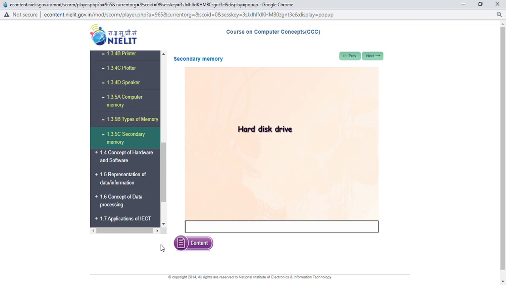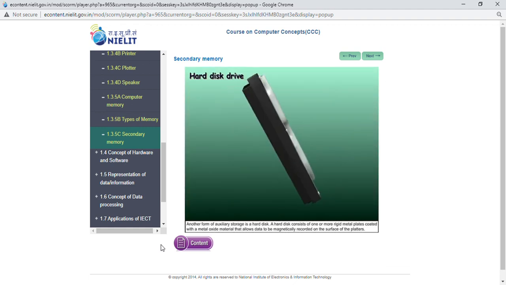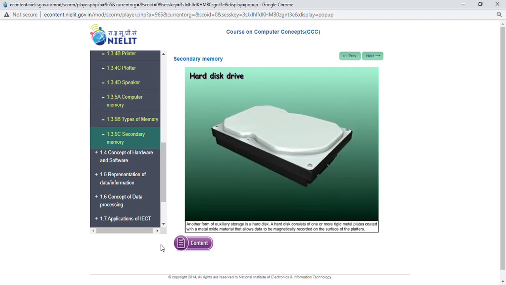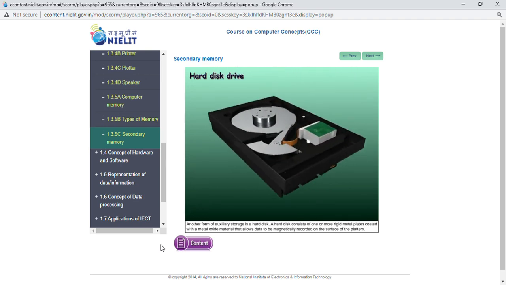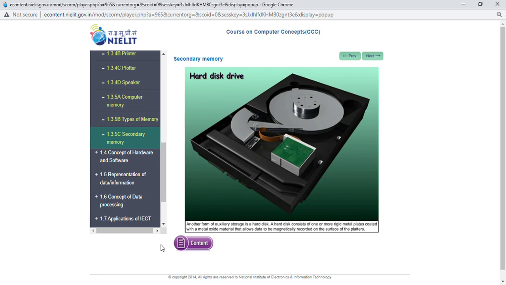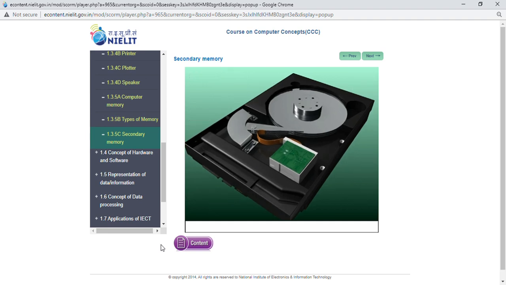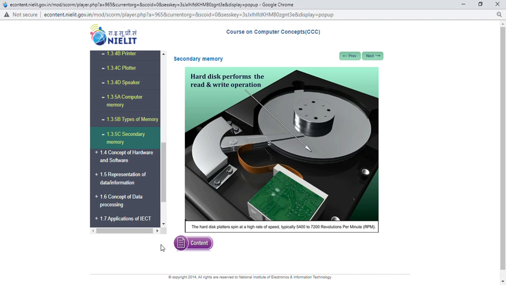Hard disk drive. Another form of auxiliary storage is a hard disk. A hard disk consists of one or more rigid metal plates coated with a metal oxide material that allows data to be magnetically recorded on the surface of the platters. Platters, read write head, jumper, SATA connector, power connector, actuator, actuator axis, actuator arm. The hard disk platters spin at a high rate of speed, typically 5400 to 7200 revolutions per minute, RPM.